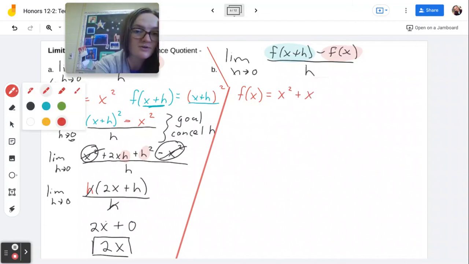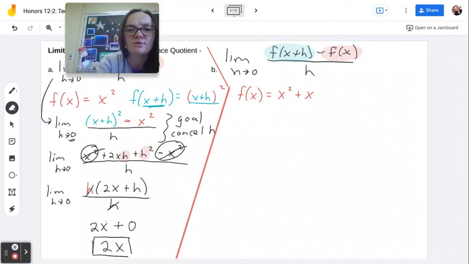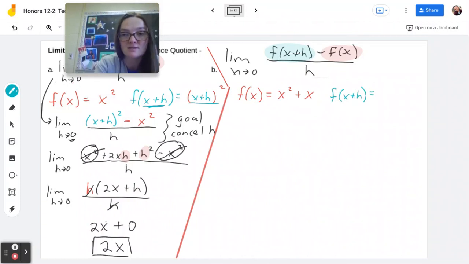What you're going to first have to do is establish what f of x plus h is, by using that composite notation. So go ahead and pause the video, see if you guys can find the answer to this.